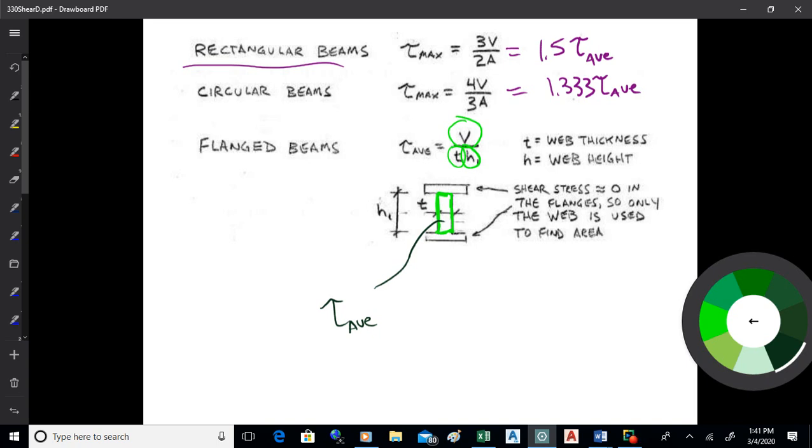The design values, I guess you'd say. So you got any questions on that?